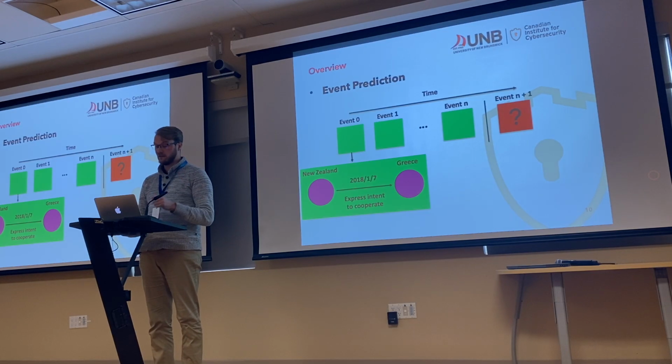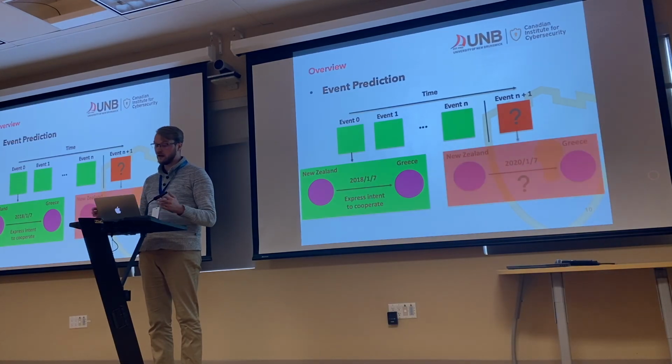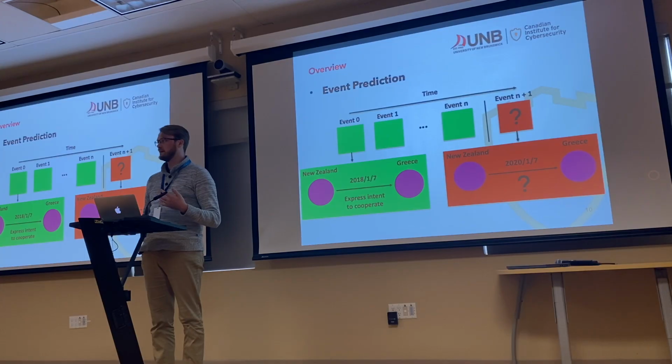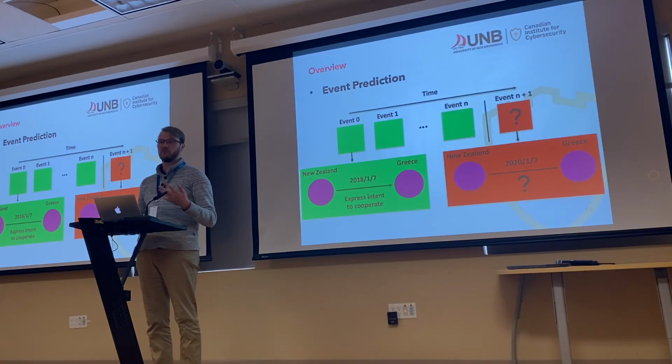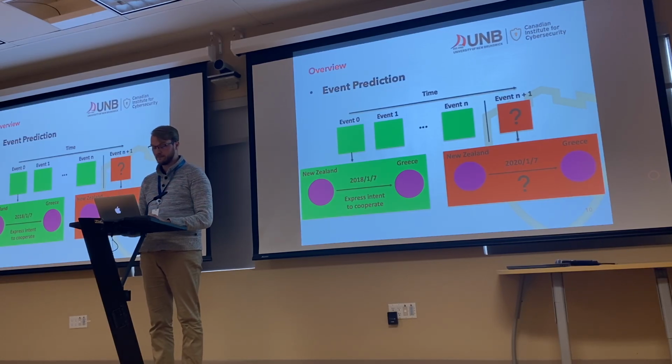But we might also be interested in trying to predict future events. So given all these events in the past, there's some kind of new event that might be happening between two countries, maybe New Zealand and Greece. In 2018, they were expressing intent to cooperate. Maybe in 2020, they're going to not be cooperating, or some kind of prediction based on a lot of things that might be happening in terms of the events preceding it. So that's a little bit on event prediction.